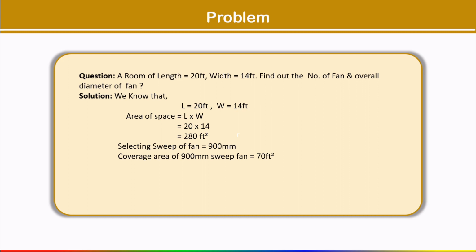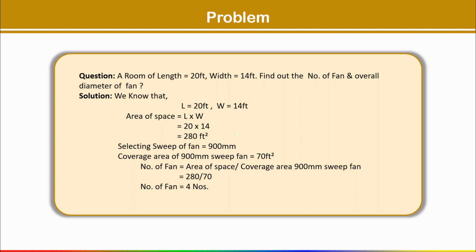Now I want to calculate the number of fans. So the number of fans is equal to the area of the space divided by the coverage area of a 900 mm sweep fan. The area of the space we have already calculated as 280, and the area covered by a 900 mm sweep fan is 70. So here you will get the number of fans as 4 nos.